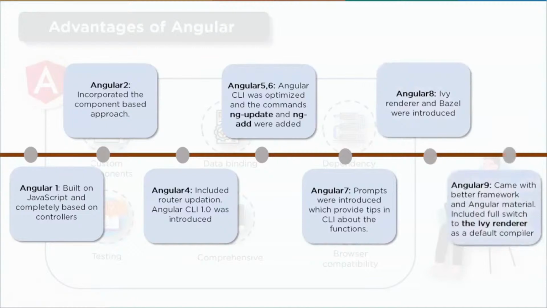And finally, the most recent release was Angular 9. Now this came with the better framework and Angular material. Now this completely switched to the IV renderer as a default compiler. Now that we've learned about the pros of using Angular, let's look at some of the limitations of Angular.